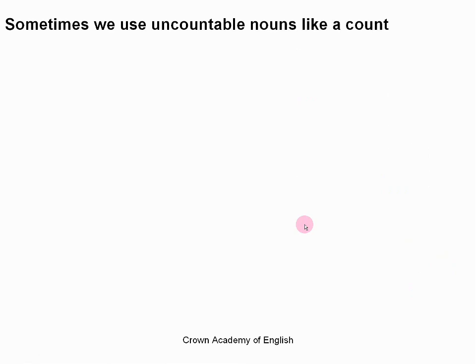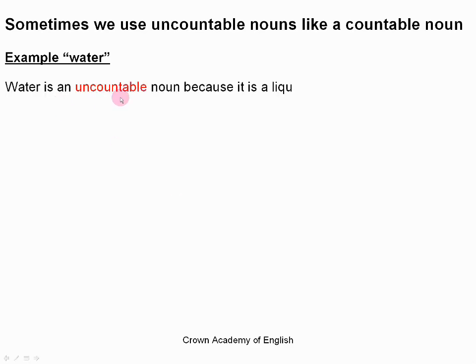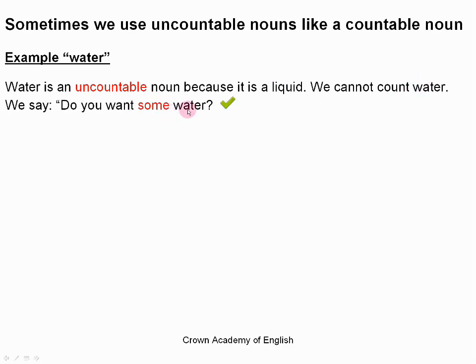And sometimes we can use uncountable nouns like a countable noun. Example, water. Water is a liquid. It is an uncountable noun because it is a liquid. We cannot count water. We say, do you want some water? We do not say, do you want a water? I have already explained that. You already understand that. But there is an exception.